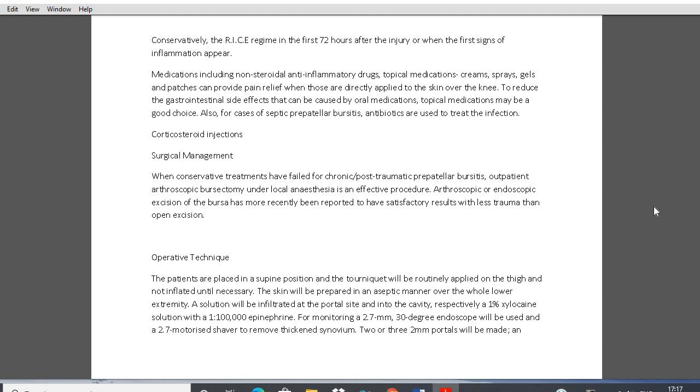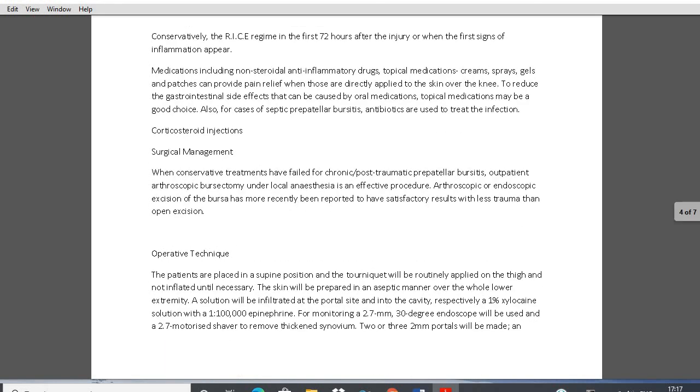Arthroscopic or endoscopic excision of the bursa has more recently been reported to have satisfactory results, with less trauma than open excision. In the operative procedure, the patient is placed in a supine position, and a tourniquet is routinely applied on the thigh and not inflated until necessary. The skin is prepared in an aseptic manner over the whole lower extremity. Solution is infiltrated at the portal site into the cavity, a 1% xylocaine solution with 1:100,000 epinephrine.